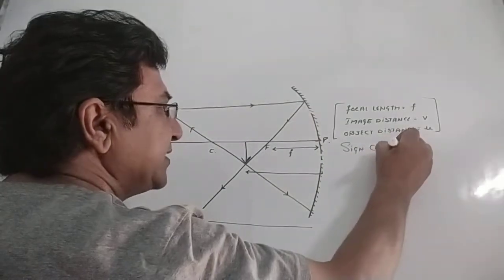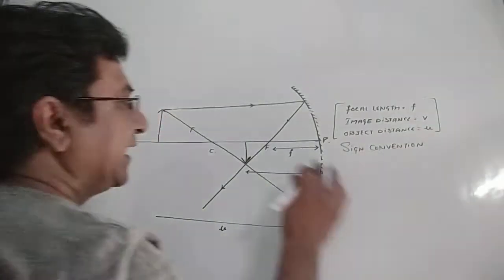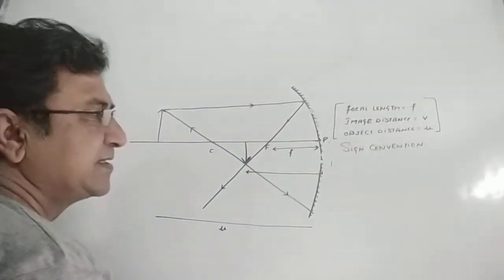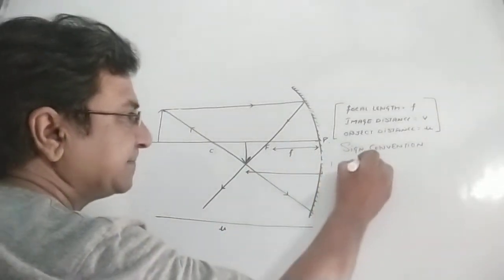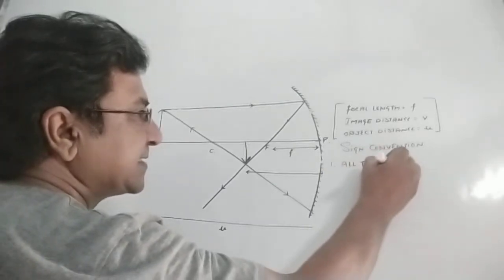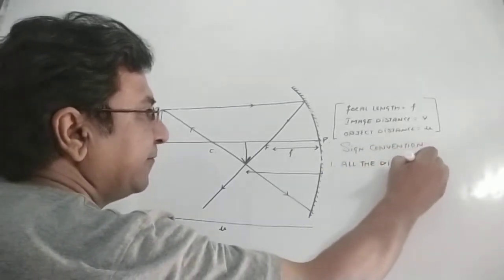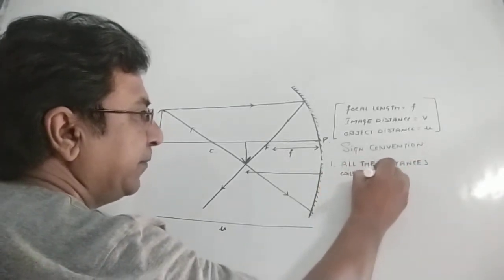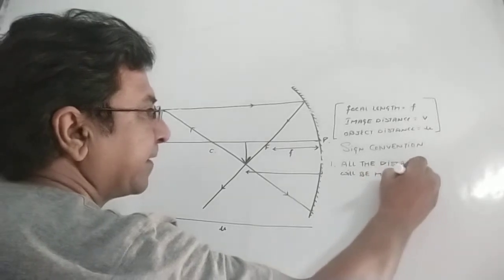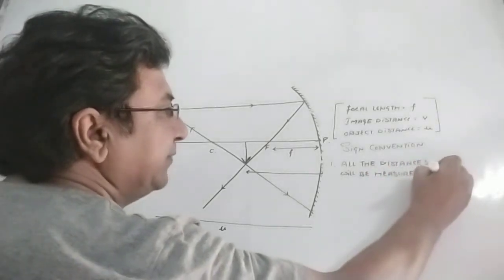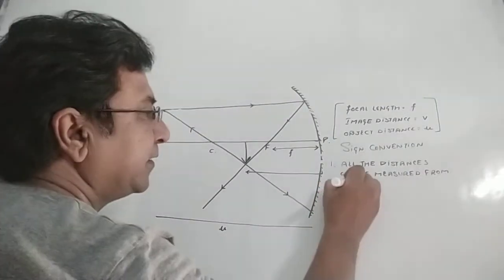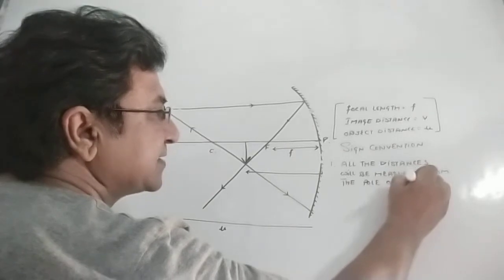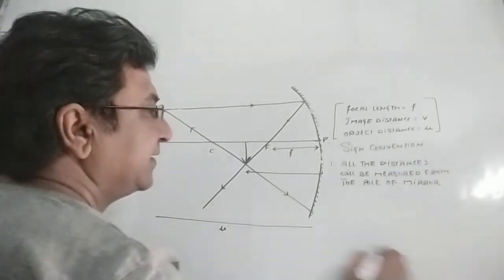Sign conventions. You must have seen I have taken all the distances from the pole. So the first sign convention is all the distances will be measured from the pole of the mirror. This is the first rule of sign convention.